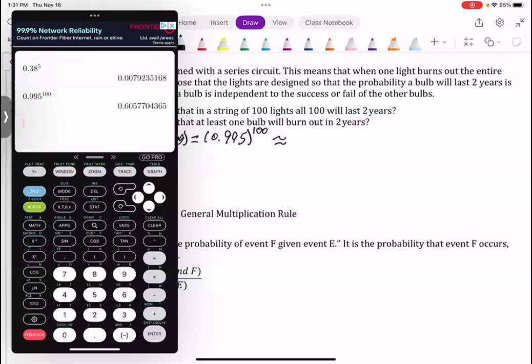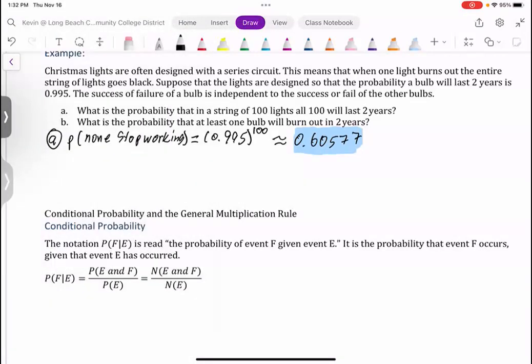Look how far down that dropped. Went down to just a little above 60%. So 0.995 looks really good, but when we have 100 of them, and each one has its own probability of 0.995, then that drops quite a bit. Part B.